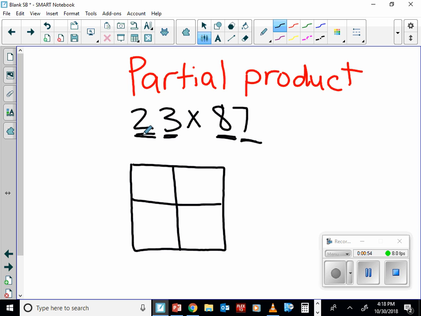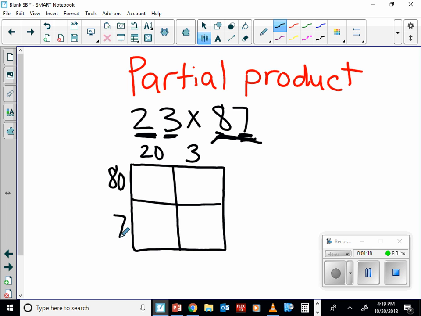So you're looking at each number and you're asking yourself, what is the value of that number? Because this is not just a 2, that's a 20. So we're going to put 20 here. And this 3, since it's in the ones place, is also worth 3. Now we have 87. This 8 is in the tens place, so that means it's worth 80. And this 7 is in the ones place, so that means it's worth 7. So we've set up our partial products.